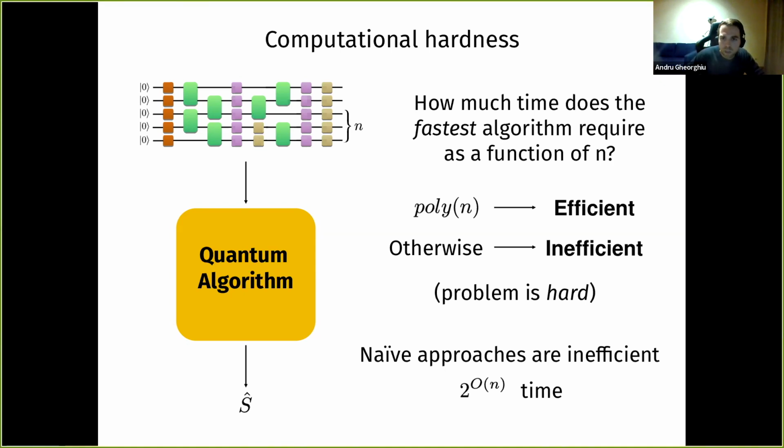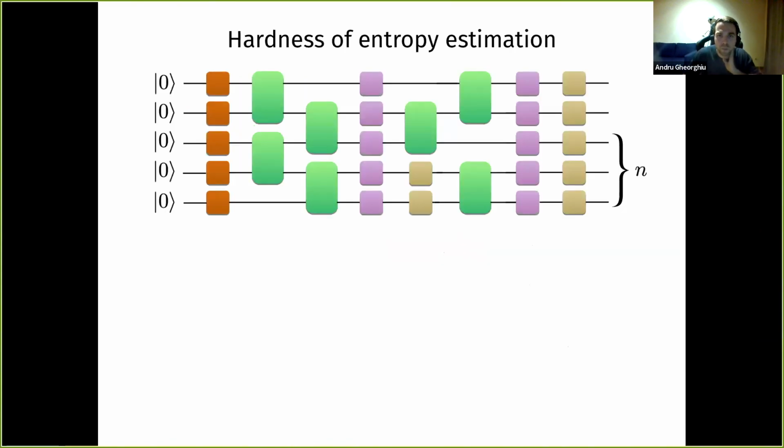Okay, so thanks. So we're really thinking about the circuit complexity of this quantum algorithm to solve the problem. Right, so as I said, the naive approaches that we have seem to all require exponential time. So the question is, can we do better than that?